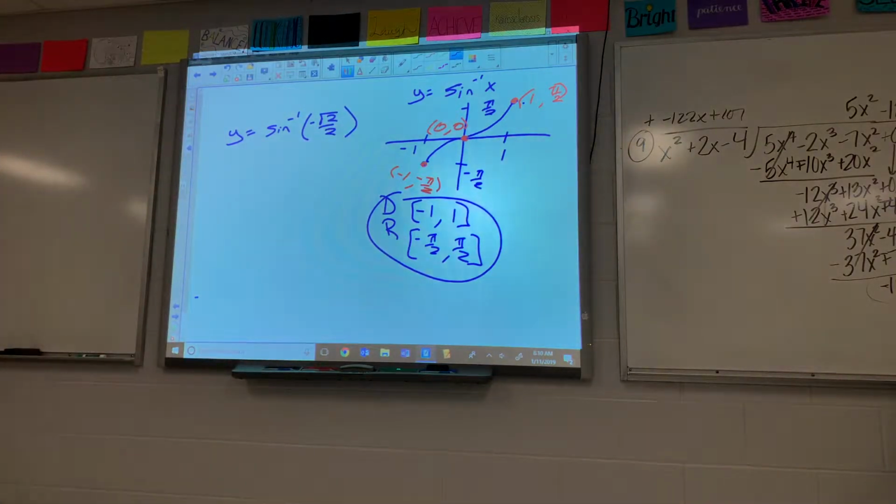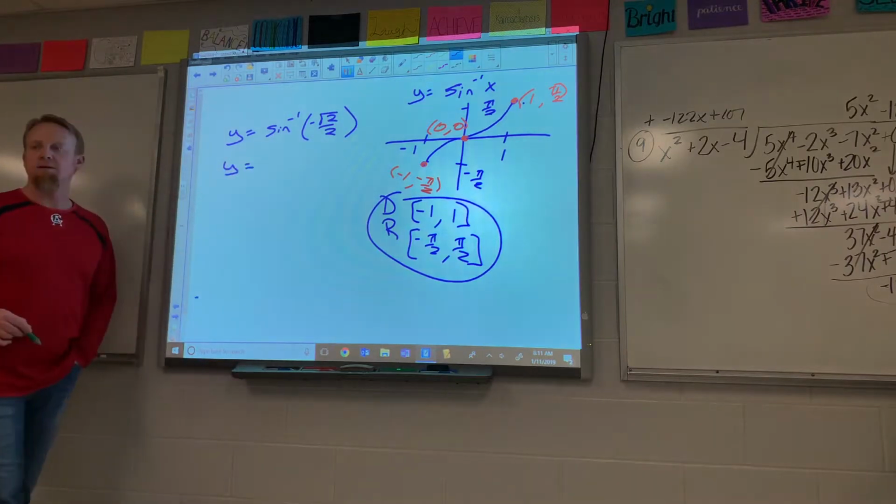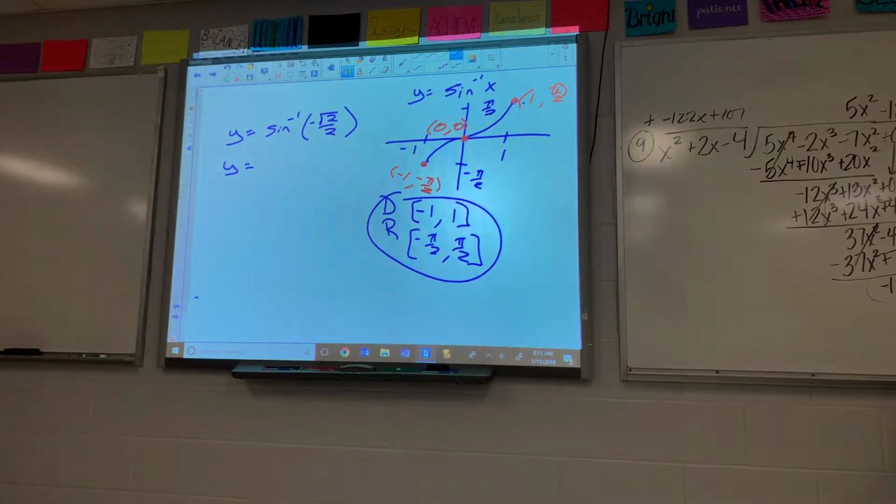So I have y equals inverse sine of negative square root of 2 over 2. Any thoughts on this one? 7 pi over 4 is an answer, but it's wrong. Okay? We've got a pretty good idea about it, but somebody tell me why 7 pi over 4 is not an acceptable answer.